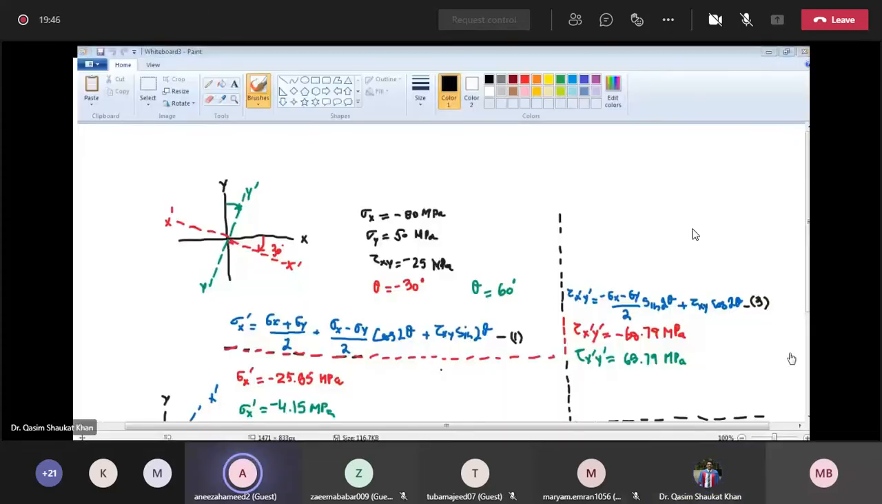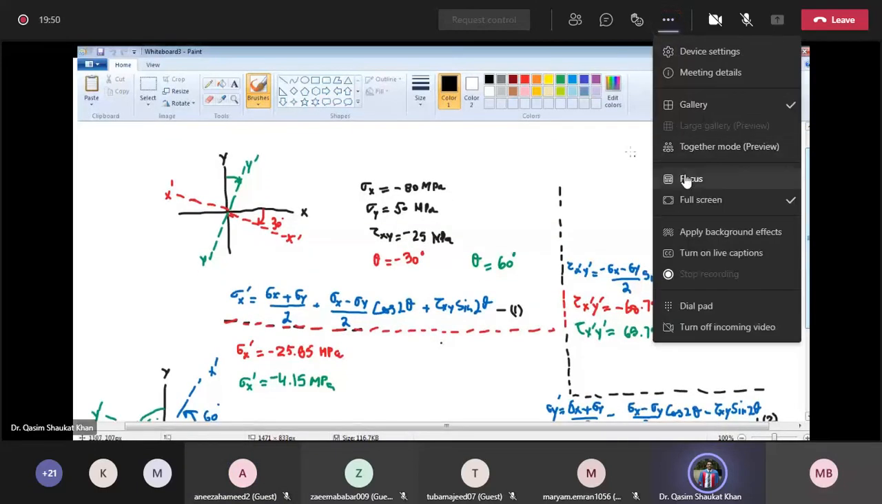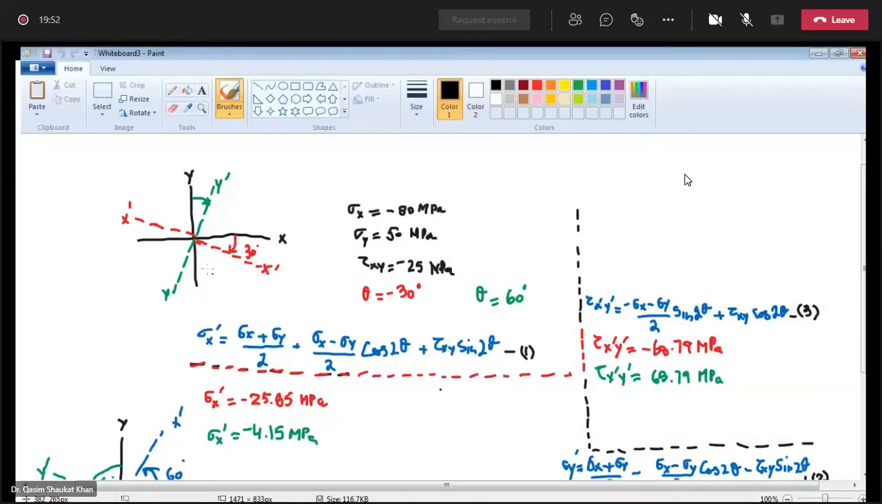Yes, sir. Okay. Now the question statement, I have drawn the figure that sigma x is minus 80, sigma y is 50, tau xy is minus 25, theta is minus 30 degrees. This black color line is over regular x and y axis.